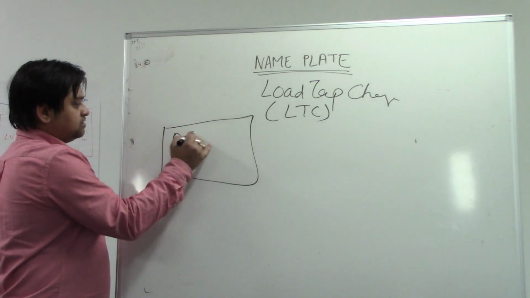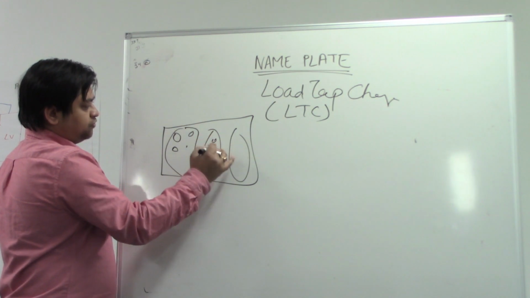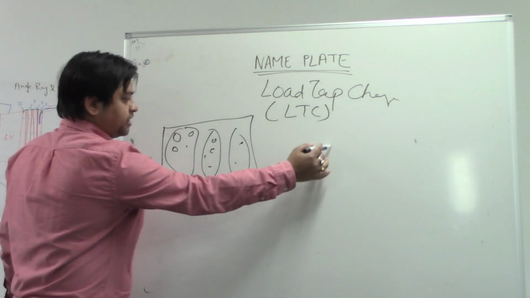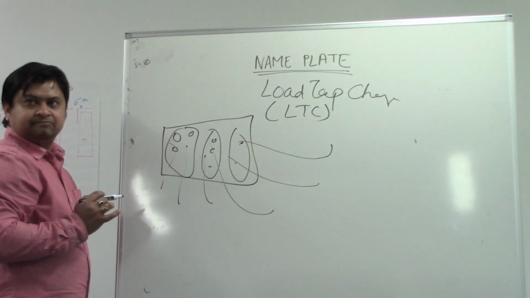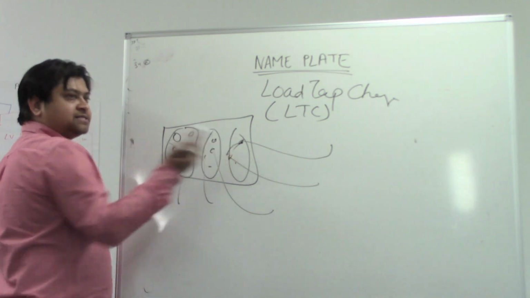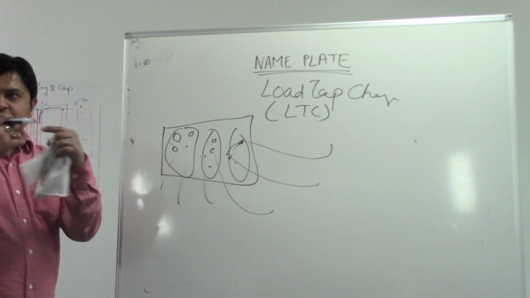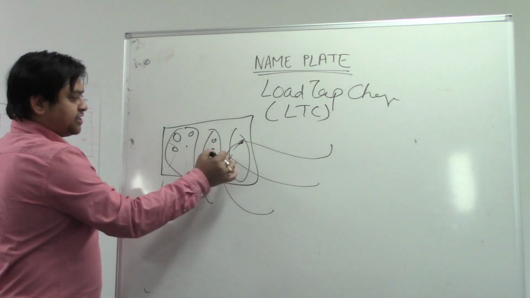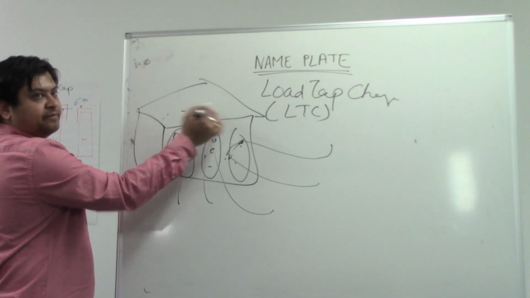You have a board of each phase, so phase 1, phase 2, phase 3. On all this board, you are taking all your turns here, right? And then what does the LTC do? The LTC makes or breaks this turn from inside. It makes or breaks the connection from inside of the LTC.